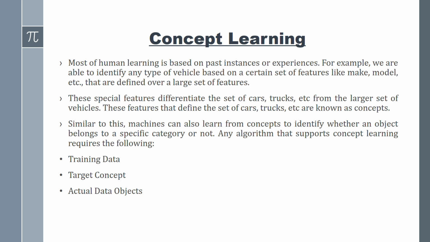Most of human learning is based on past experiences and instances. For example, we are able to identify any type of vehicle based on a certain set of features like make, model, etc. that is defined over a large set of features. These special features differentiate a set of cars, trucks, etc. These features that identify or define the set of cars, trucks, etc. are known as a concept. Similarly, machines also learn from concepts to identify whether an object belongs to a specific category or not. Any algorithm that supports concept learning requires the following: training data, target concepts and actual data objects.